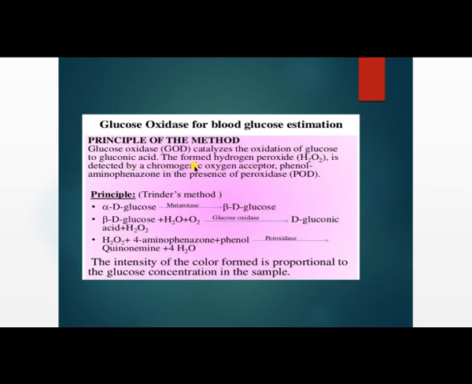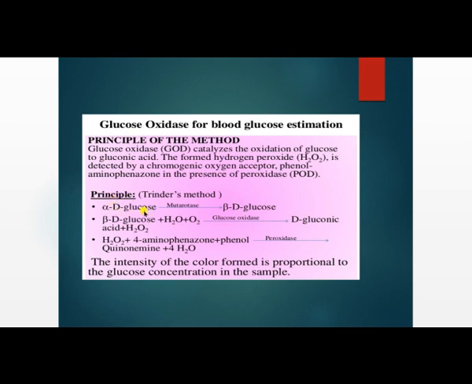This formed H2O2 is detected by a chromogenic oxygen acceptor. Which is the chromogenic oxygen acceptor? It is phenol and aminophenazone in the presence of peroxidase enzyme. Peroxidase is an enzyme. Understood? In the presence of this enzyme, phenol and aminophenazone detect it.